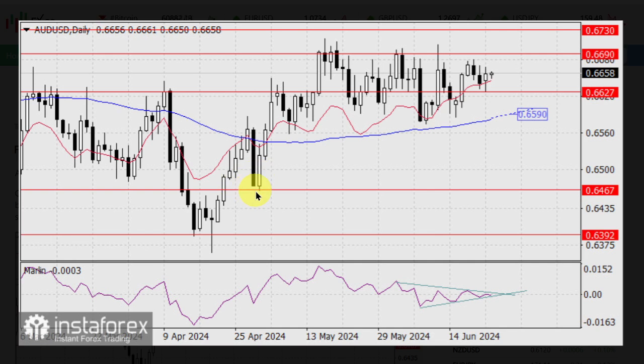If the alternative scenario unfolds, the price, which has already consolidated above the balance line, it's the red line in the graphic, will break above the 0.6690 and continue to rise to 0.6730.